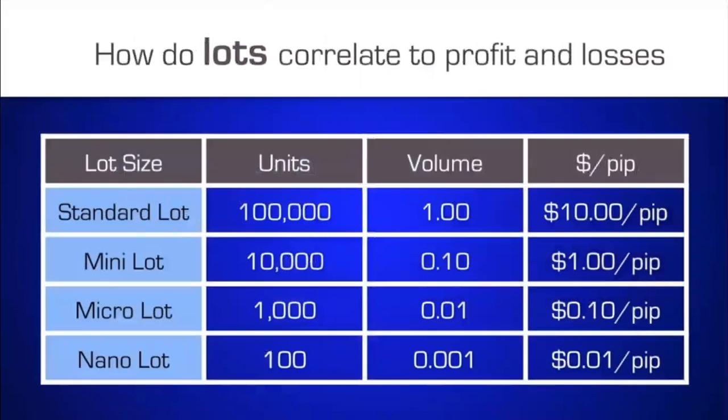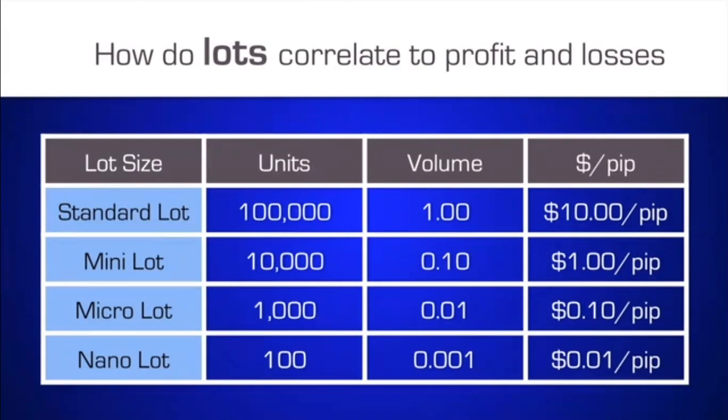Looking at this screen, you can see how lot sizes can correlate to the profits and losses. So a lot of people get very excited about standard lots because at 100,000 units, you're now able to make around $10 per pip. At a mini lot, you're able to make about $1 per pip. At a micro lot, about 10 cents per pip. And at a nano lot, about 1 cent per pip.